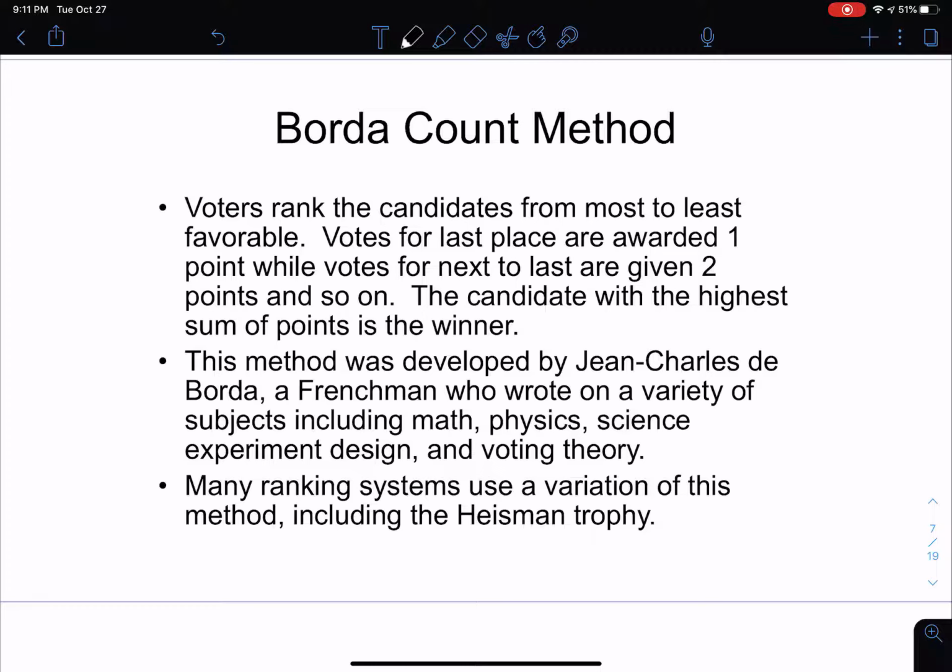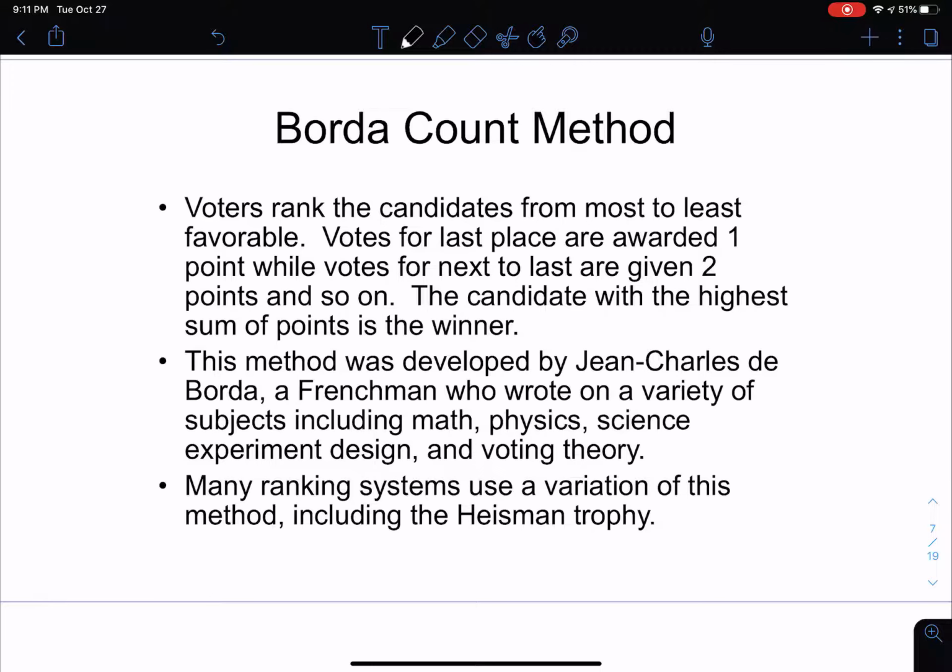And this method is named for Jean-Charles de Borda. He was a Frenchman. You'd call him a polymath. He wrote on a variety of subjects, including math, physics, science, experiments, voting theory. He was pretty well rounded with his math and science. But it's called the Borda count.